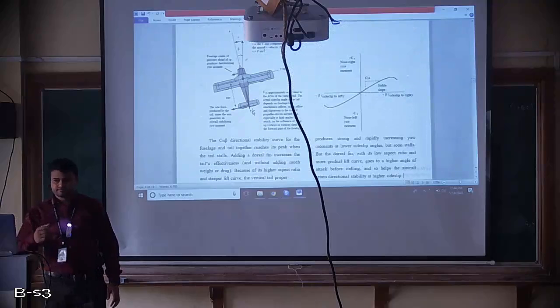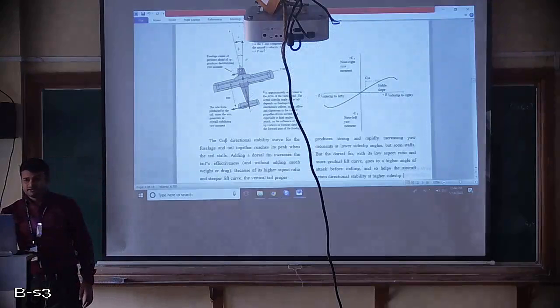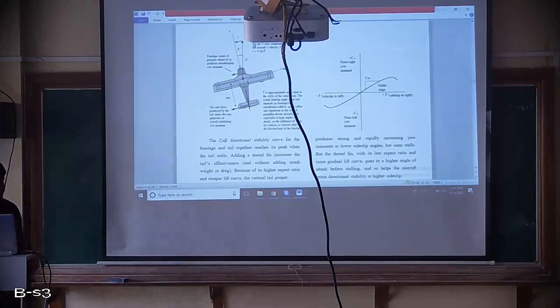This is the example or graph we can see. Let us say the aircraft is moving in the X direction, but it is getting deflected, or a right side slip is happening. At that time, what do we need to do? We need to operate this rudder so that it will come back. So this is called directional stability.